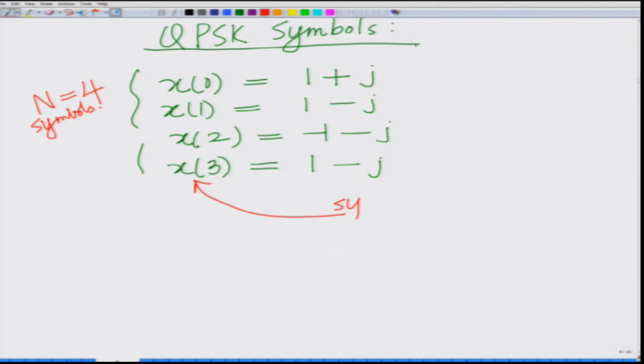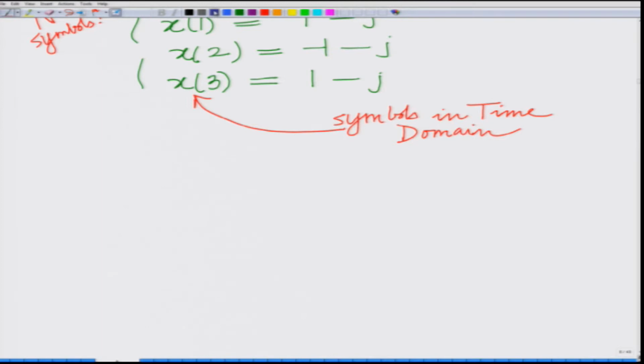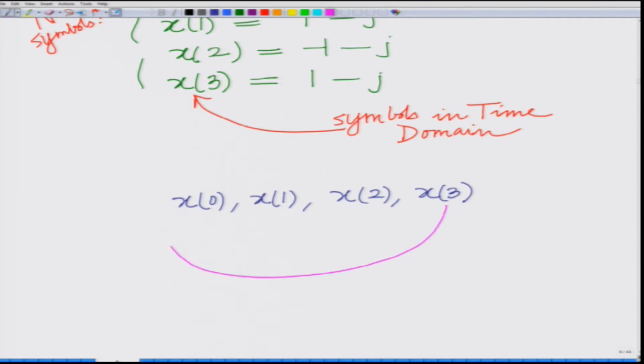And as we said, these are directly the symbols in the time domain, not the samples, because in OFDM we transmit samples in the time domain. In FDE we directly transmit the symbols in the time domain, and therefore we have x0, x1, x2, x3, and to this we add the cyclic prefix. Realize here the cyclic prefix is directly added to the symbols, that is, there are no samples.